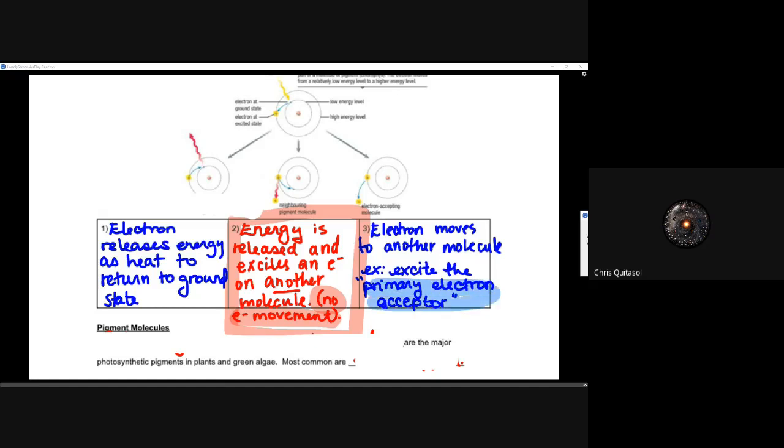So again, the parallels of aerobic respiration to photosynthesis. In one context, there can be no electron movement, but in that other context, that potential electron can in fact move to another molecule. So when you're thinking about comparing and contrasting all of the processes of photosynthesis to aerobic respiration, recognize these three steps as a potential for that energy to be moved.